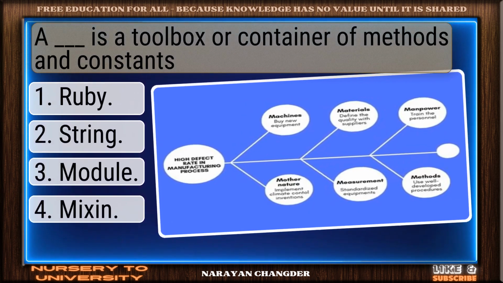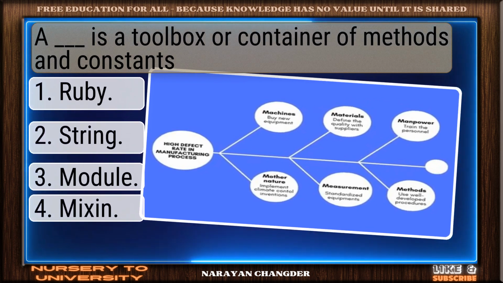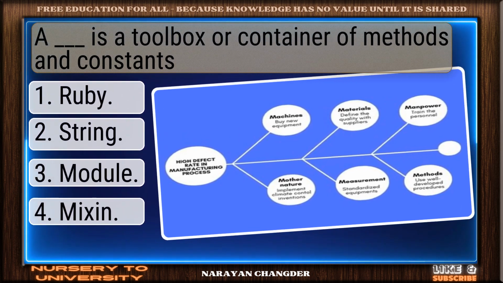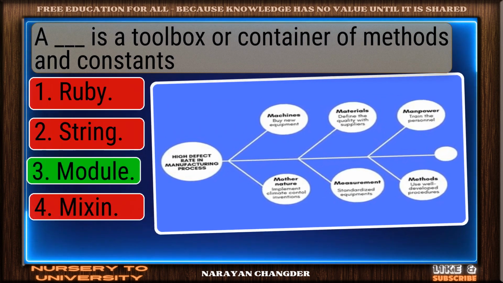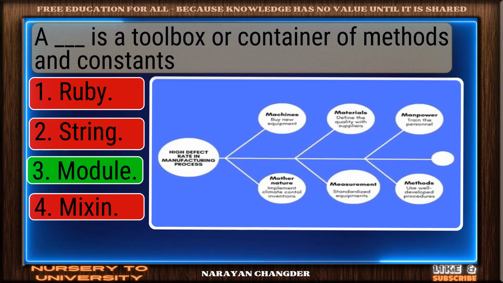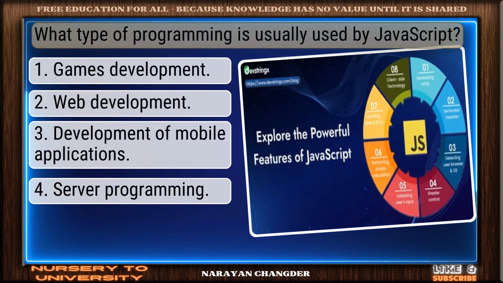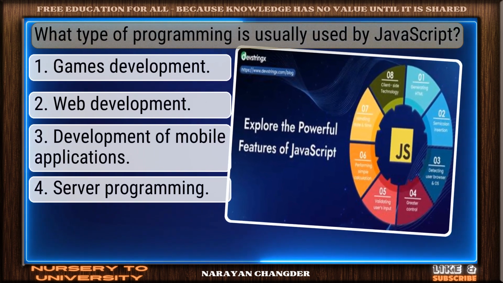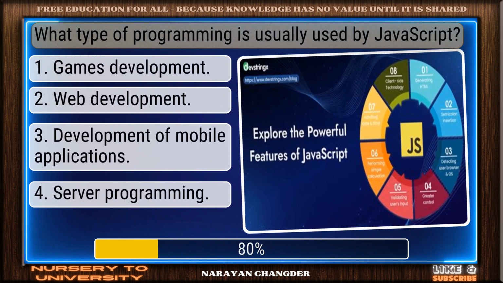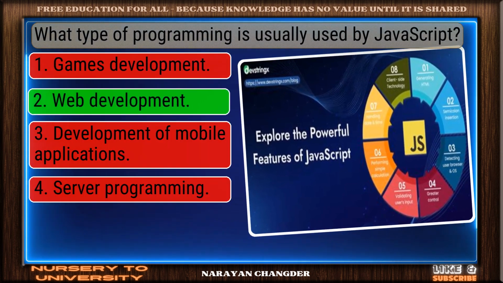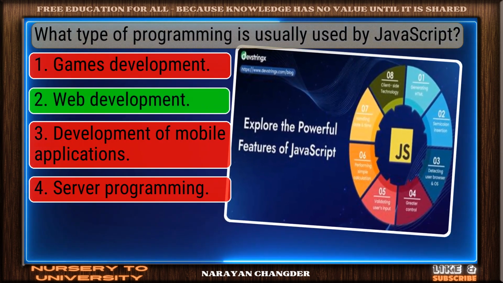Question number 11. A blank is a toolbox or container of methods and constants. Bravo. Module is the answer. Question number 12. What type of programming is usually used by JavaScript? Valid point. Web development is true.